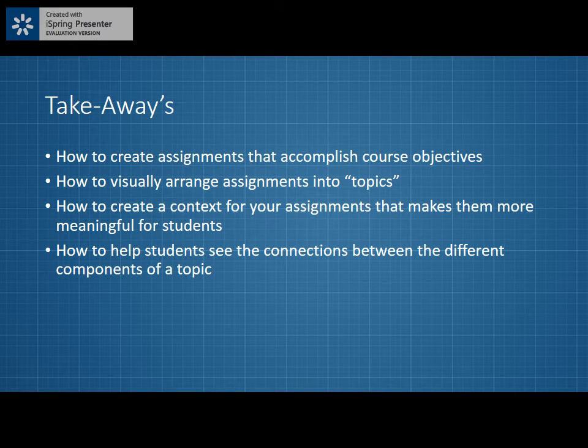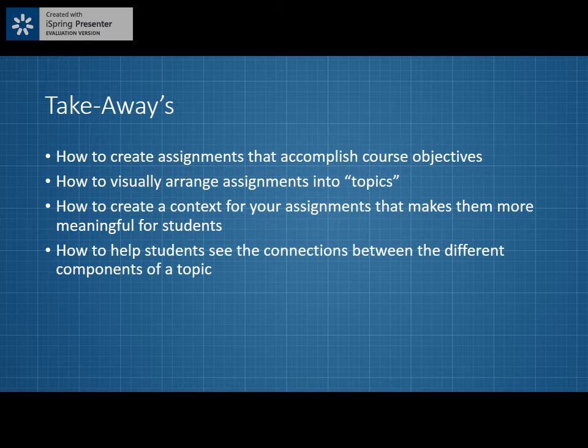Here's what you will take away from this tutorial. 1. How to create assignments that accomplish course objectives. 2. How to visually arrange your assignments into topics. 3. How to create a context for your assignments that makes them more meaningful for students. And 4. How to help students see the connections between the different components of a topic. So, let's get started.